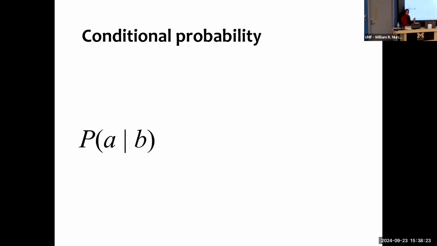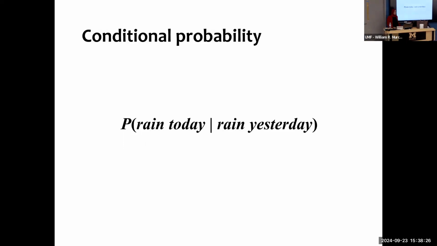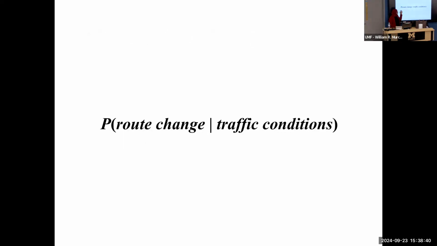Is that clear? Okay. Now let's take some examples. For example, what is the probability of raining today, given the information that it was raining yesterday? Or I can ask, given the information about traffic conditions, is there any change in the route or not? In the medical context, I can ask, given the test results, what is the probability of having a given disease or not?